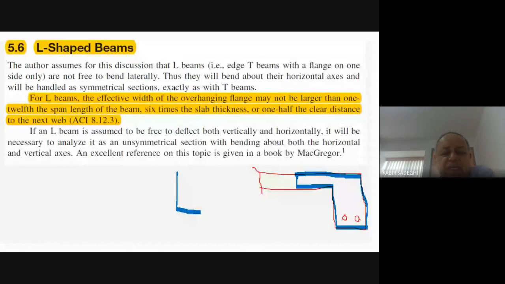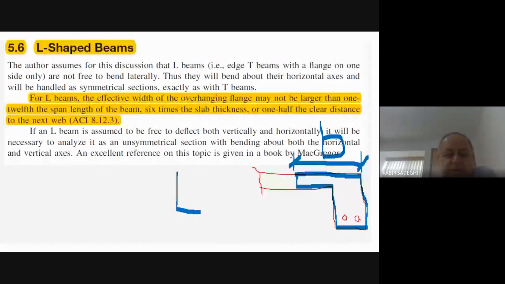Okay, the design of L-beam is exactly like T-beam with one difference. What is the difference? The difference is in the value of B. You remember that the value of B was given by the ACI code or by the code given. We have different values, the minimum that gives us a B. Now we have similar but different values. Let's see what those are.